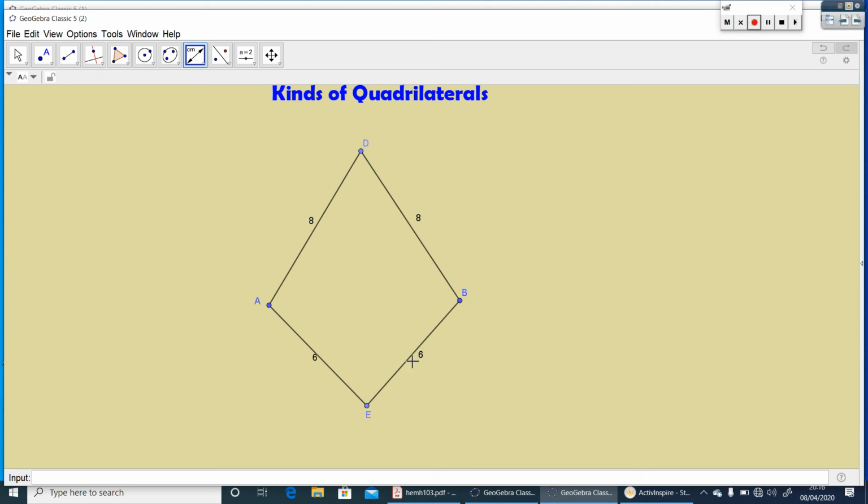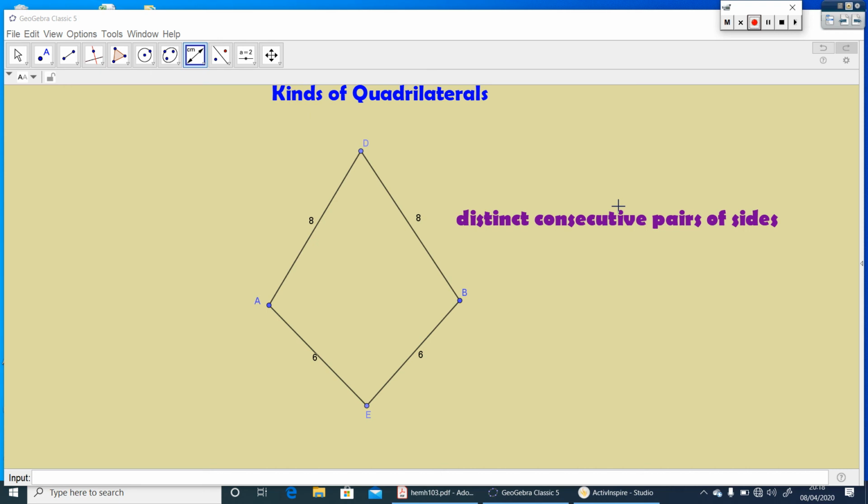This pair of sides, that is DA and DB, is called a distinct consecutive pair. So in a quadrilateral, if distinct consecutive pairs of sides are equal, then this kind of quadrilateral we can call a kite.